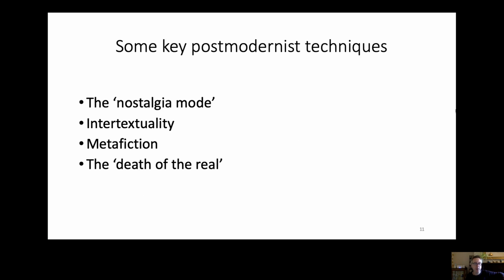And when I talk you through, as I'm about to do, some key postmodernist techniques, in different ways they are a solution to that dilemma of what happens next. Where does art go next after the modernist moment? So I'm going to talk about the nostalgia mode, intertextuality, metafiction, and the death of the real as key techniques and preoccupations in postmodernist art. Let's start with the nostalgia mode.